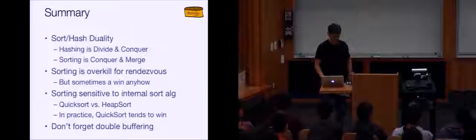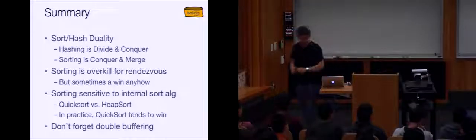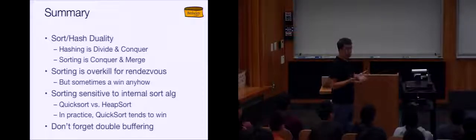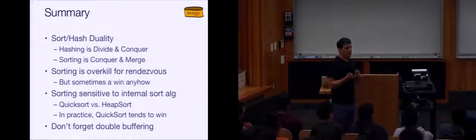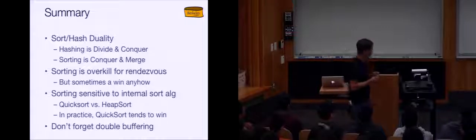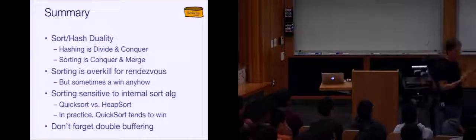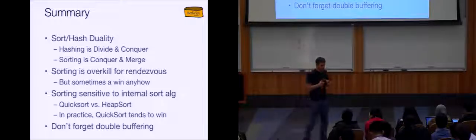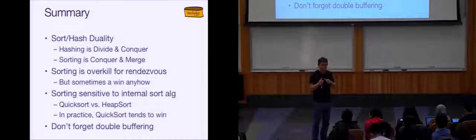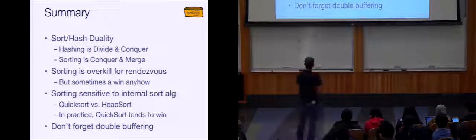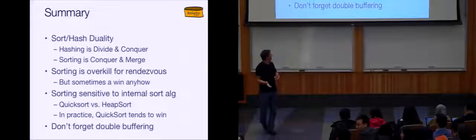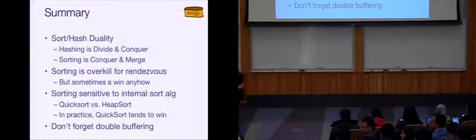Okay? All right, we're going to finish a little early today, which is not a bad thing. So summary, you should understand not just the sorting and hashing algorithms, but if you really understand that duality and you can explain it, then you probably understand the I/O patterns, which means you really understand what's going on. You should also be able to understand and generate those cost formulas and the memory requirement formulas for 2-pass, 3-pass, etc. All right, point out, sorting is overkill for rendezvous, but sometimes it's faster than hashing anyway.